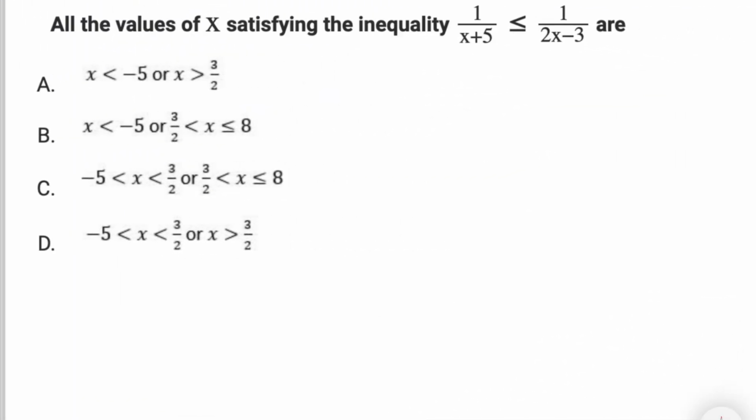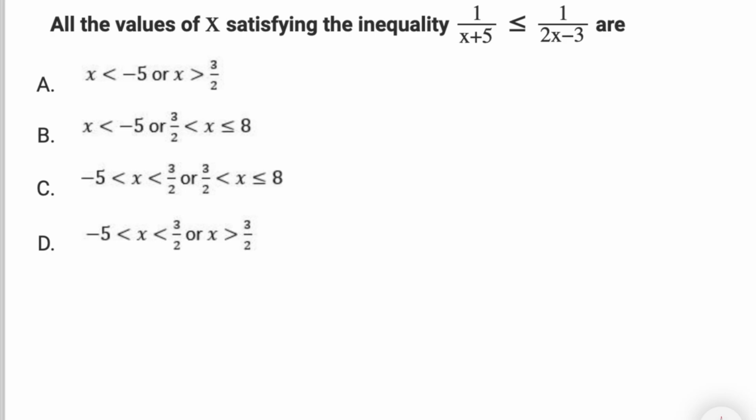Now coming to the question, all the values of x satisfying the inequality 1 upon x plus 5 less than or equal to 1 upon 2x minus 3 are. One way of solving this is you go by the conventional approach. You try to frame inequalities and then solve them. So let's take 1 upon 2x minus 3 on the left hand side.